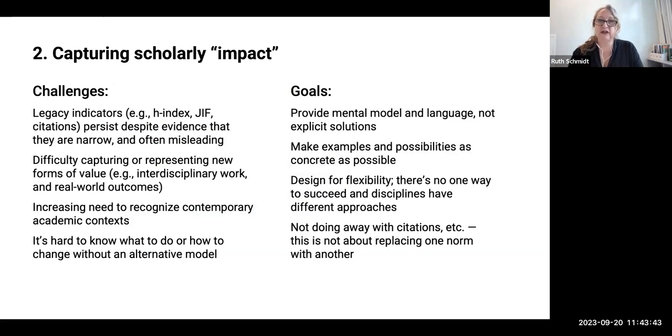So here we recognize that there are very strong legacy indicators, which are very difficult to dismiss, and they're still very highly embedded, even though there is, again, broad recognition that they may not be the only ones, or that they can actually be narrow and occasionally misleading. This is something DORA has believed in for quite some time.